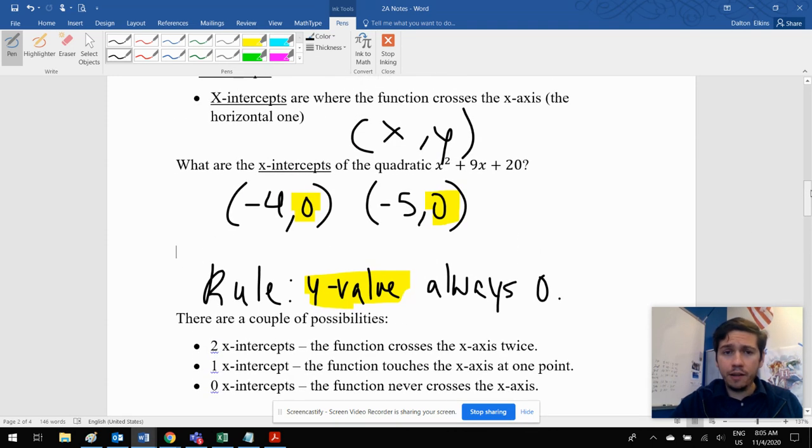Make sure when you identify the x-intercepts, you write them as points. Very important to do so because they are representing a location, and we do represent locations with points.